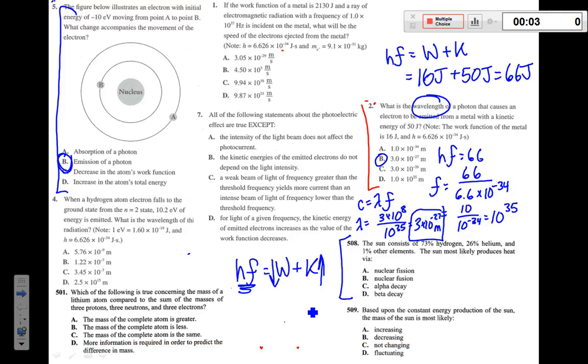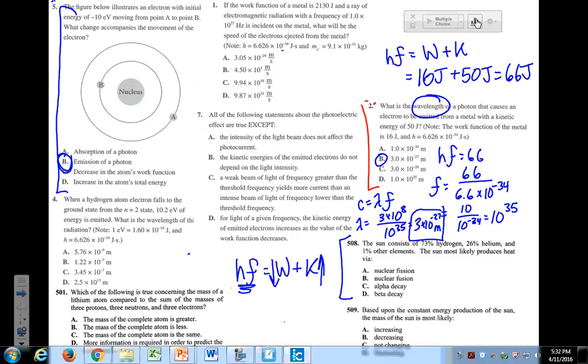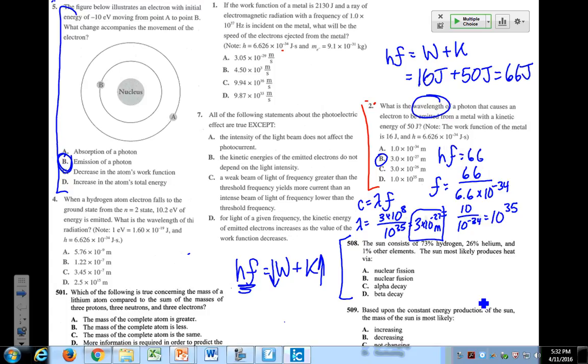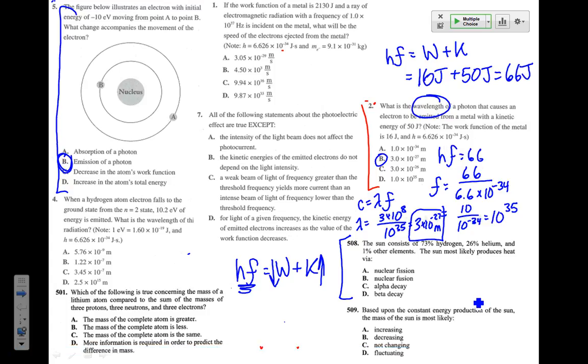The mass of the sun is most likely doing what? Increasing, decreasing, not changing, or does it go up and down in time? All right, I'll stop at 28. Okay, awesome. B is right. The mass of the sun is decreasing over time. It's losing a certain amount of mass every day, like he talked about.